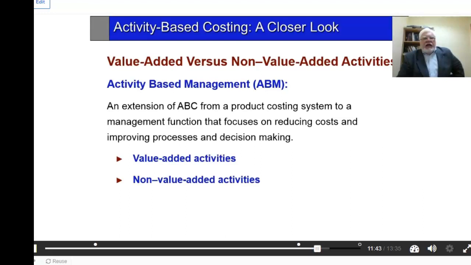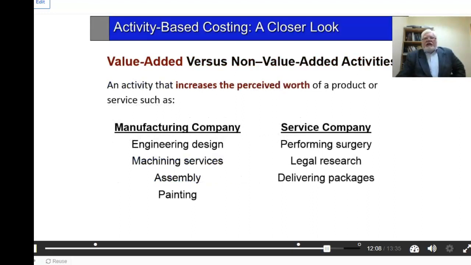What do I mean? Well, if I was to reduce the cost in that activity, would the customer perceive that this is a poor quality product or service? If the answer is yes, then that is a value-added activity. If the answer is no, it's a non-value-added activity. And then we can proceed to reduce the costs in non-value-added activities.